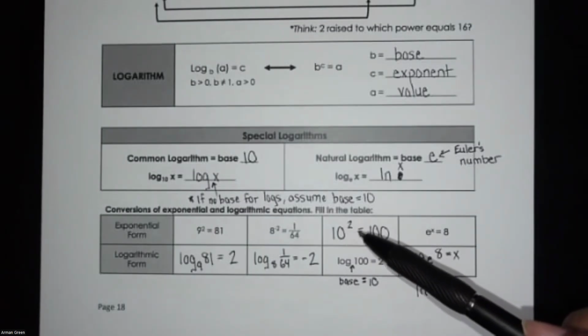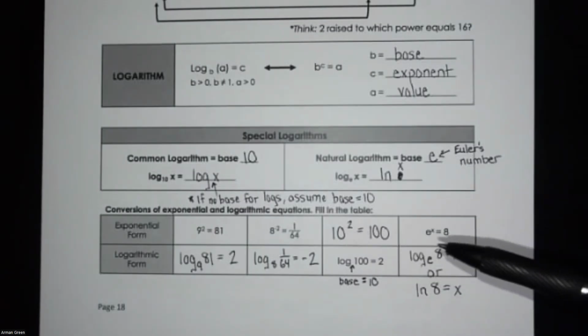So that's how we have 10 squared is equal to 100. Now, for this last one, you have e to the power of x is equal to 8. So we need to write that as a logarithm. In this case, log, your base is e, your value inside of it is going to be 8, and that equals your exponent, which is equal to x.